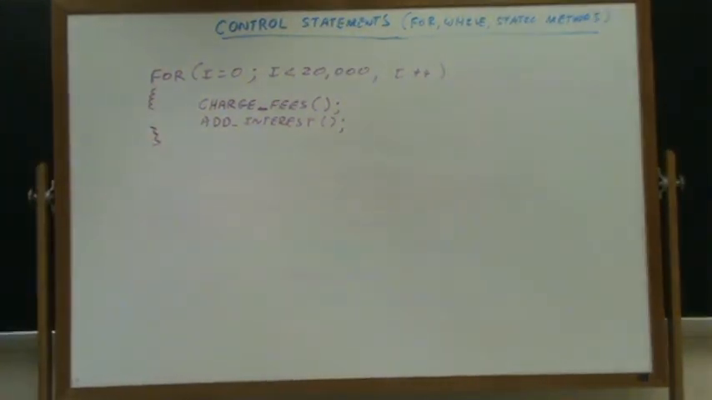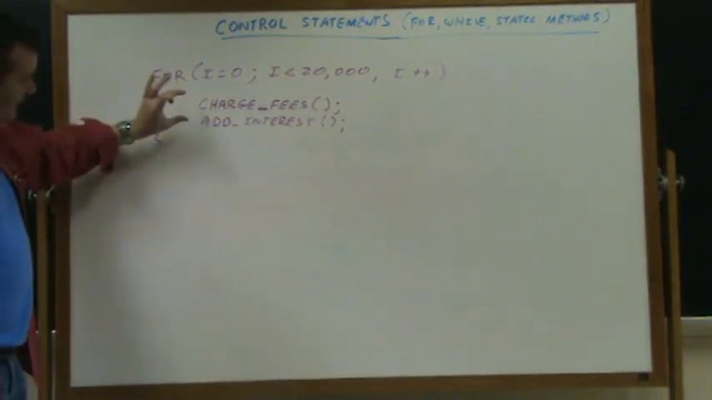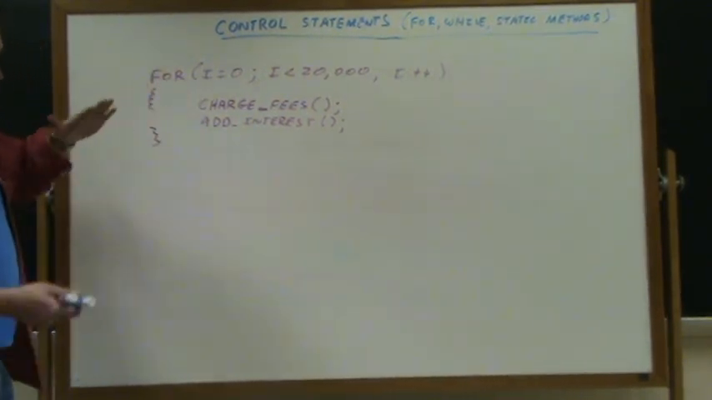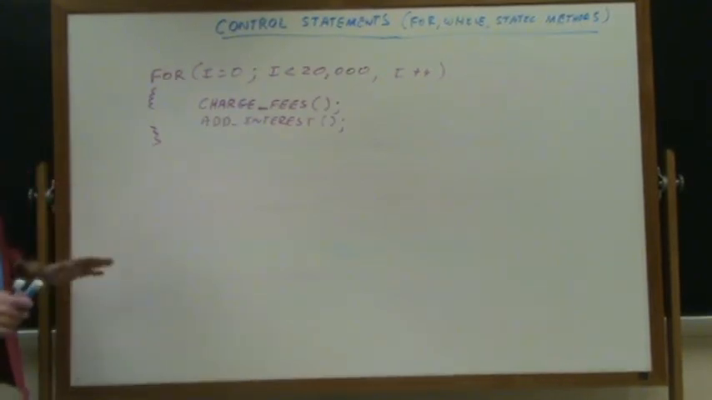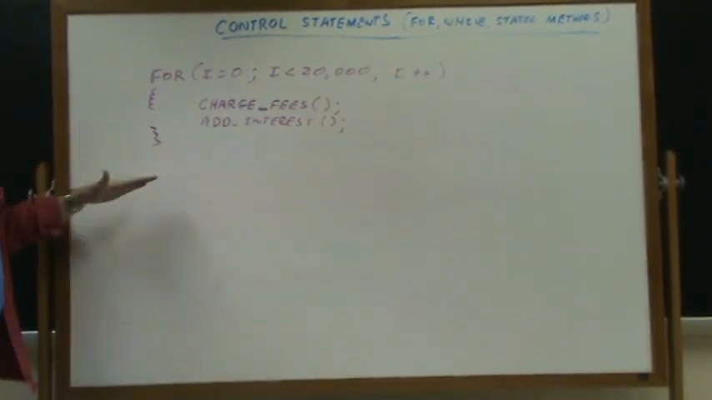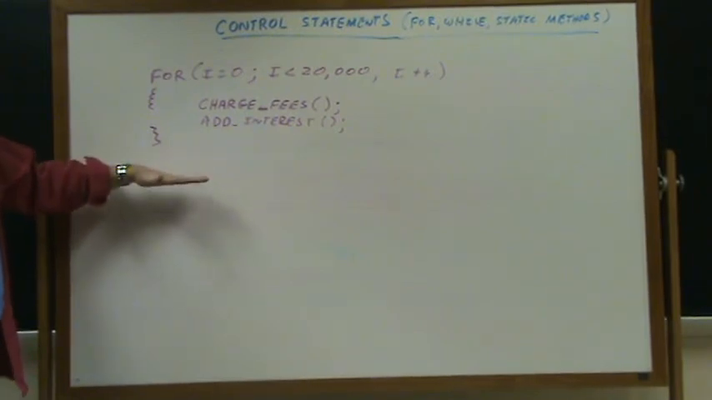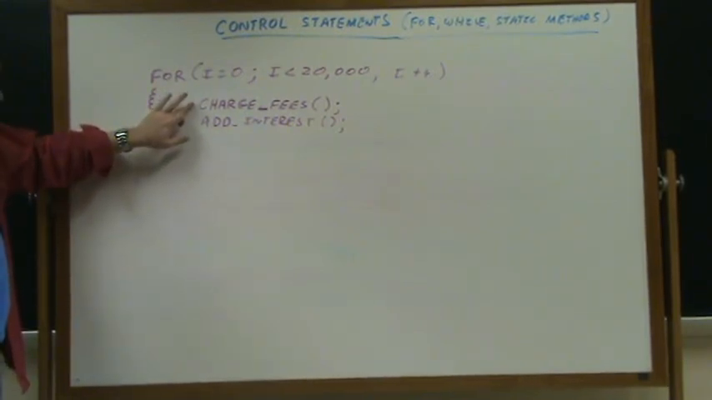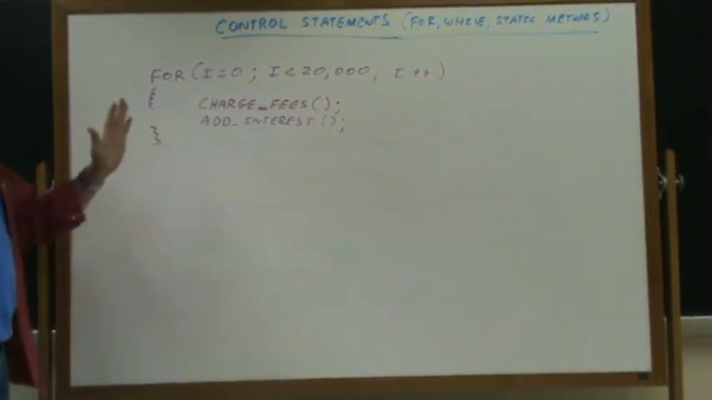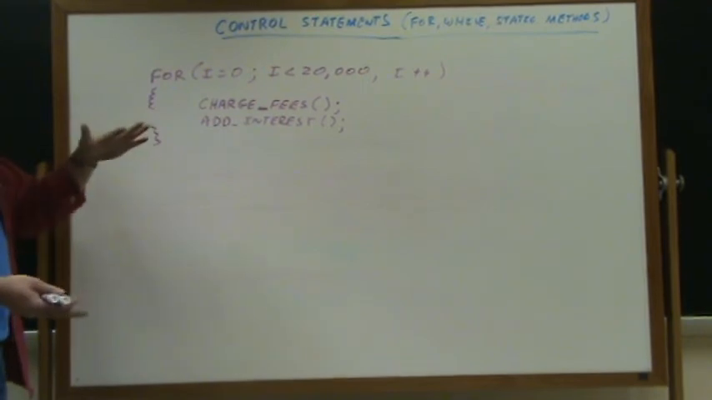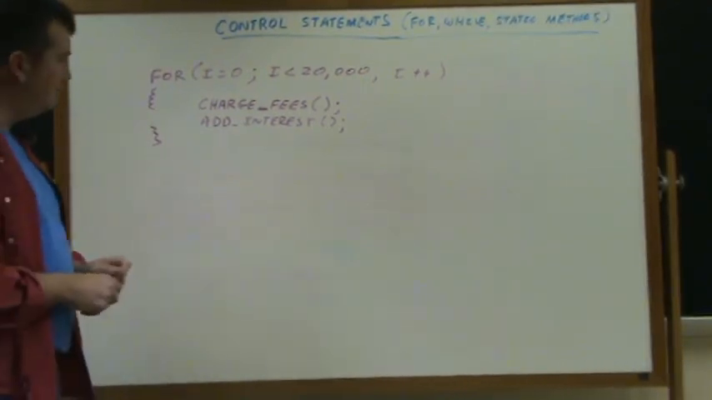If somehow charge fees and add interest could mean those things I just erased, this would work out nice. So if we decide we have, now I didn't make charging the fee that complicated, but it could have gotten more complicated. What we might do is have what's called a method, which performs a task every time you say its method's name. Whatever that collection of tasks is, that would get performed.